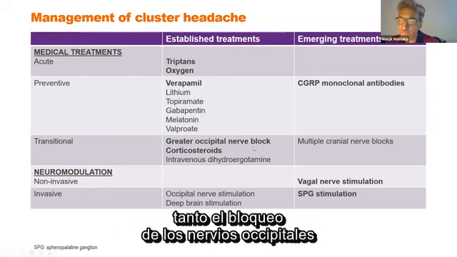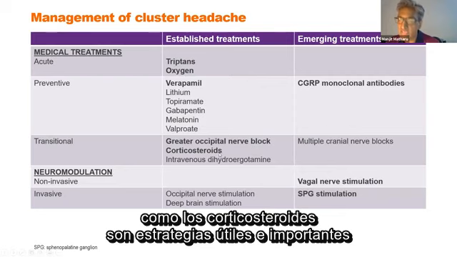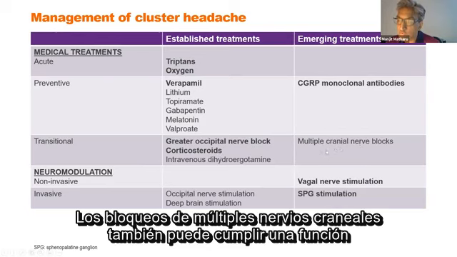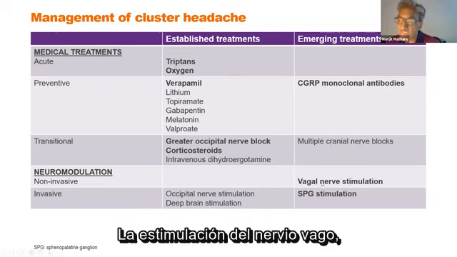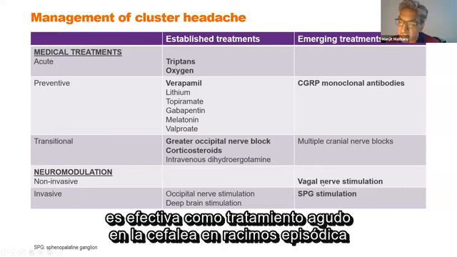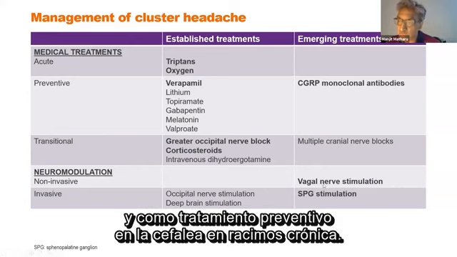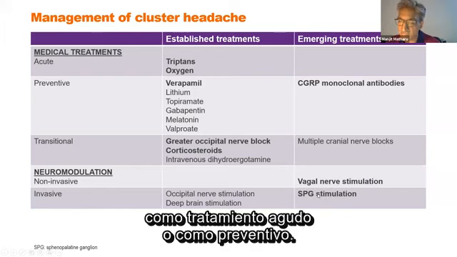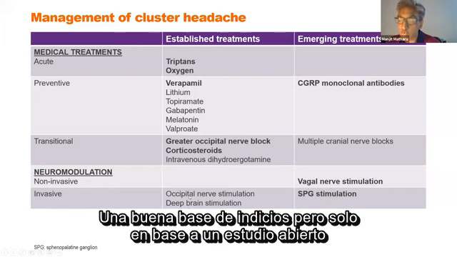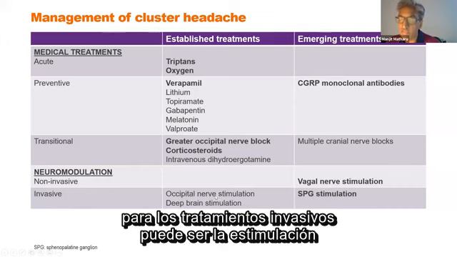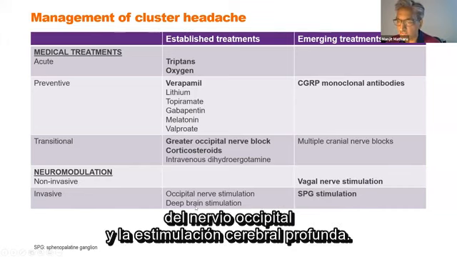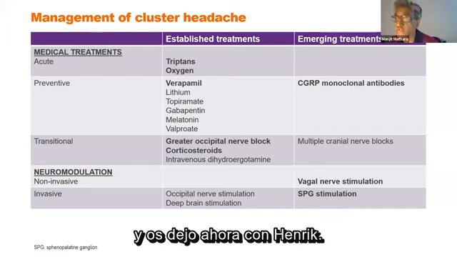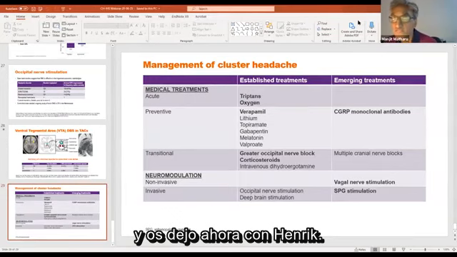For the transitional treatments, both greater occipital nerve blocks and corticosteroids are important, useful strategies that you can use. And multiple cranial nerve blocks may have a role, but we don't have randomized control data. Vagal nerve stimulation is effective as an acute treatment in episodic cluster headache, and as a preventive treatment in chronic cluster headache. And sphenopalatine ganglion stimulation seems to be effective both as an acute and a preventive treatment. Good evidence base, but only on an open label basis for both the invasive treatments such as occipital nerve stimulation and deep brain stimulation. And on that note, I'll end my lecture and hand over now to Henrik.